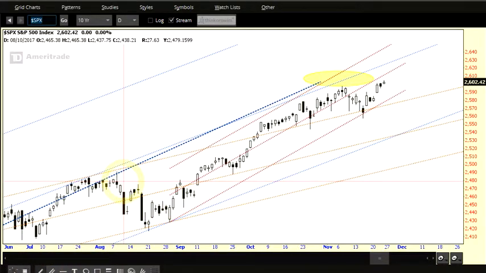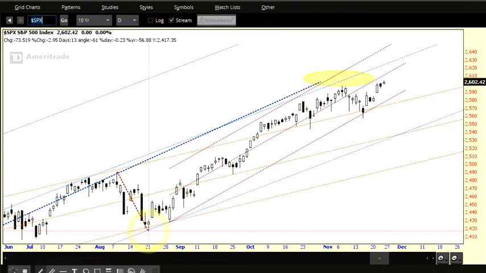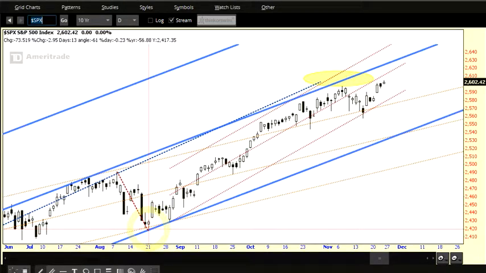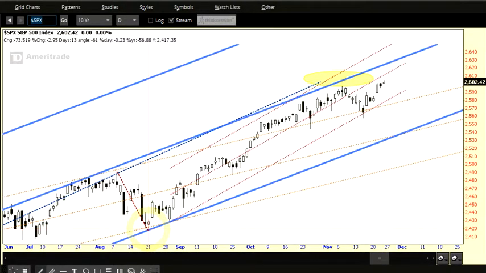Once 5 waves is complete, we see we had this pullback. From here to here was 75 points down, roughly 3%, and it took almost 57 days. Is that right? That can't be right. 13 days, excuse me. 13 days. So anyway, that took 13 days.